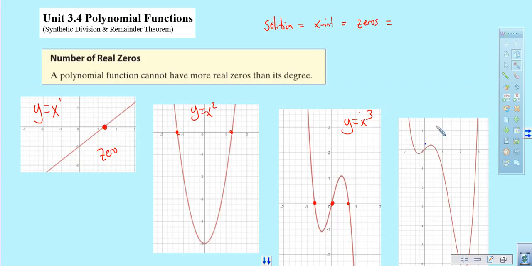And the last one, this will be y equals x to the fourth, because it has 1, 2, 3, 4 x-intercepts. Therefore, it has 4 real zeros, and then we see the correlation. 4 x-intercepts, degree of 4. 3 intercepts, degree of 3. 2 intercepts, degree of 2. 1 intercept, degree of 1.